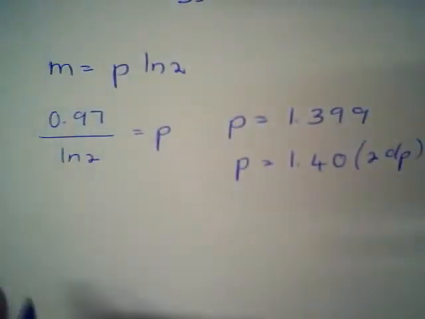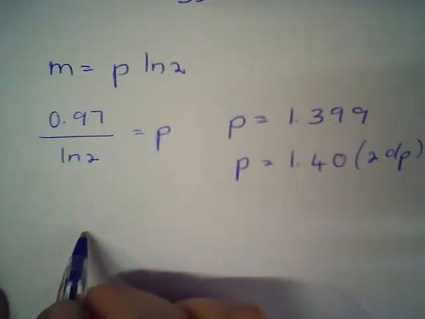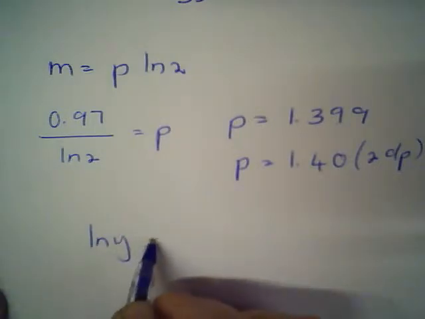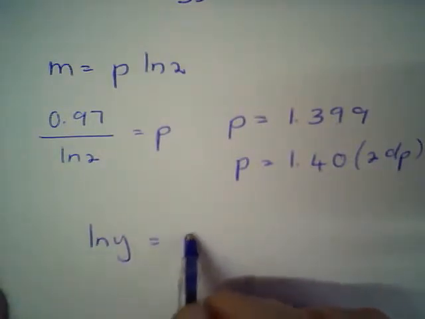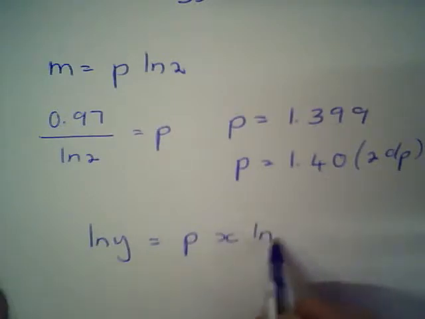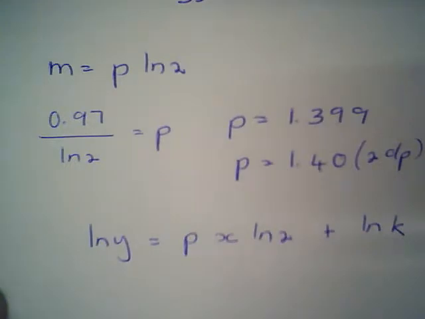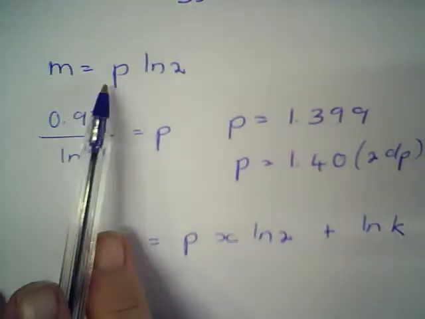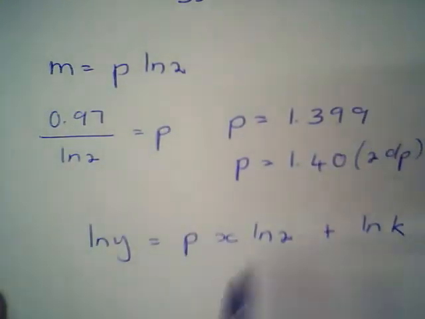Okay, so let me just rewrite the equation. Natural log y equals p x natural log 2 plus a natural log k. That's what we found. We know that the gradient is p times natural log 2, and you know what the gradient is. It's 0.97. I'm just going to use that.